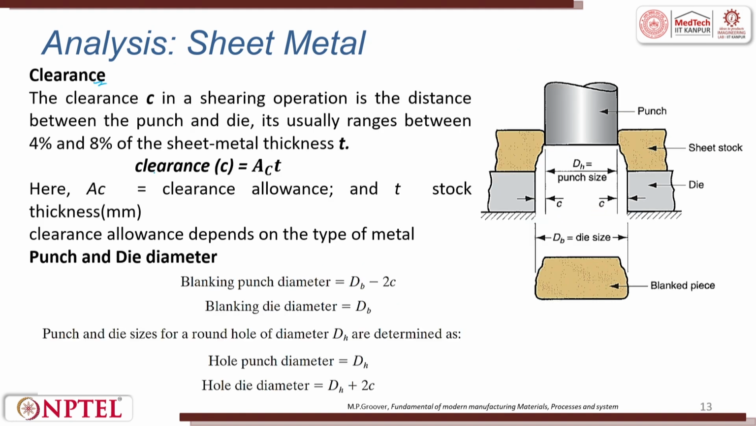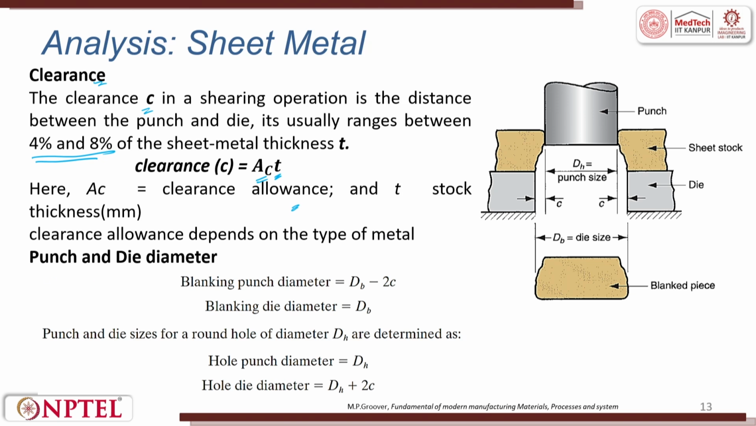So, what is clearance? The clearance C in a shearing operation is the distance between the punch and the die. It usually ranges from 4 to 8% of the sheet metal thickness. So, the clearance will be 4 to 8%, which is Ac into t, where Ac is the clearance allowance and t is the stock thickness. So, clearance c will always be taken this way. The clearance allowance depends on the type of metal.